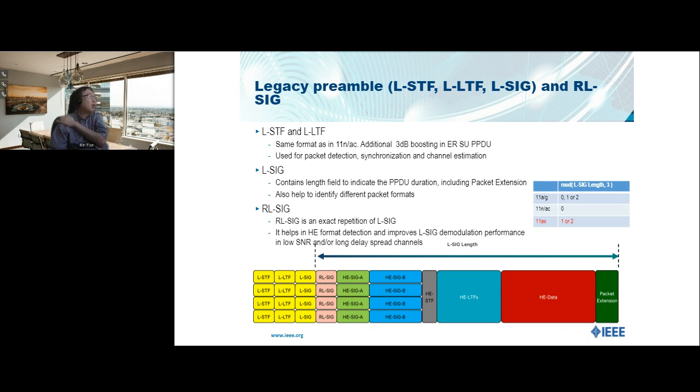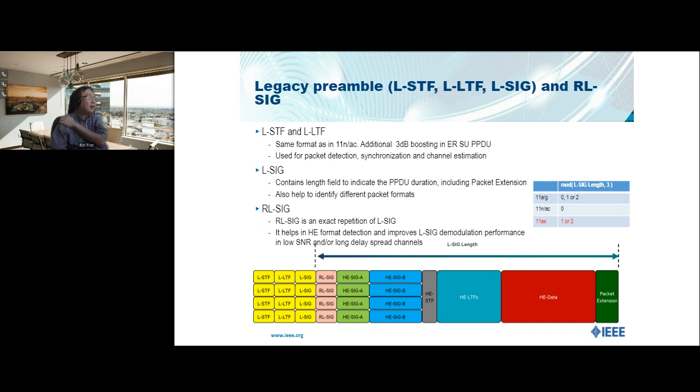I will not go over the details here because for 11ax, this is exactly the same as in the previous generation, 11ac, so it will be the same. The only difference I want to mention is that for the ER SU PPDU, remember we have this PPDU format, these two portions have 3 dB power boosting, so that to make things a little bit longer, with a little bit higher power to achieve longer range.